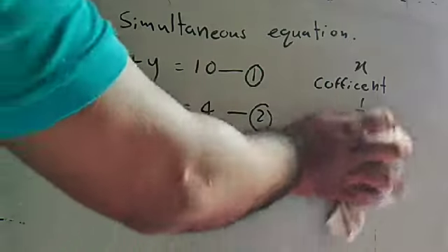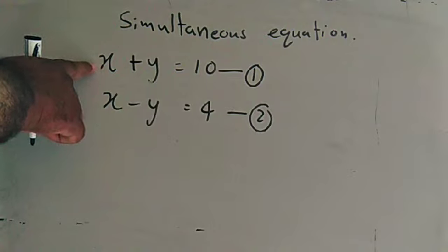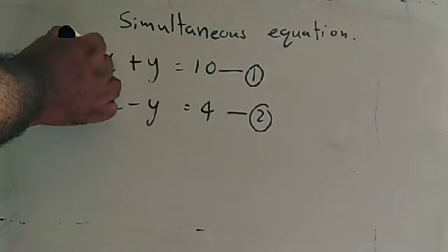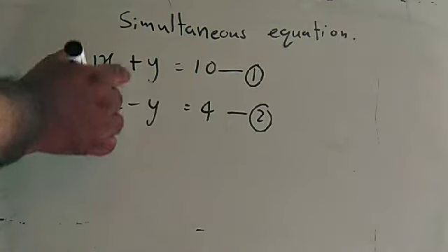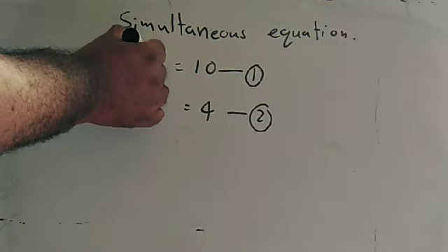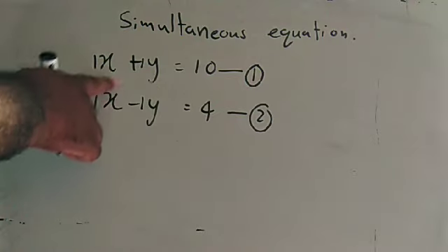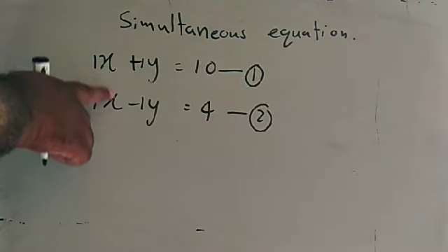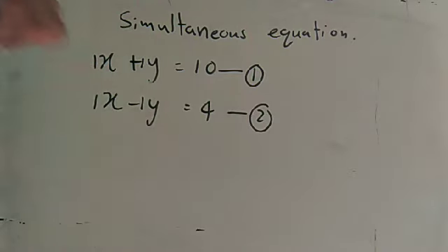Okay. Then look at this. The coefficient of x is 1. Here you can see they have not written it, but you should know the 1. The coefficient of x is 1. The coefficient of y is 1. So the coefficients are equal, especially for x and for y.